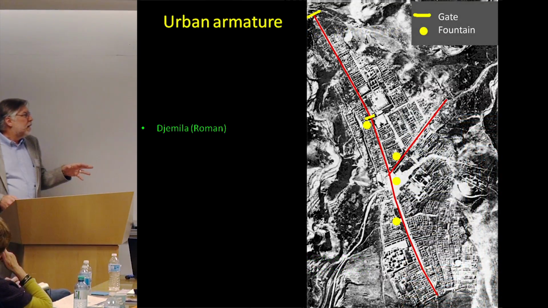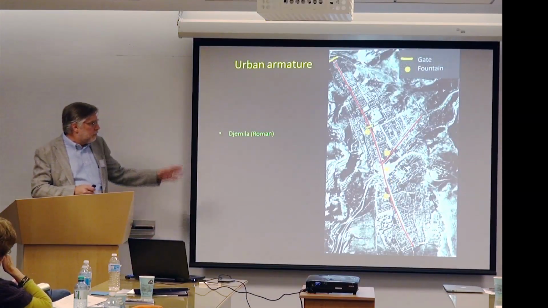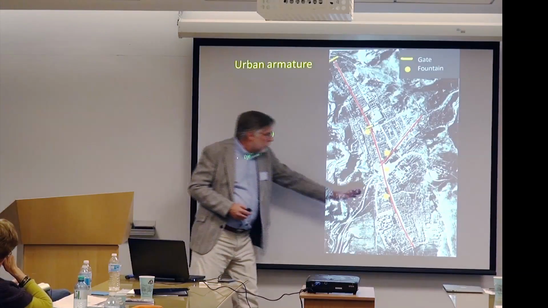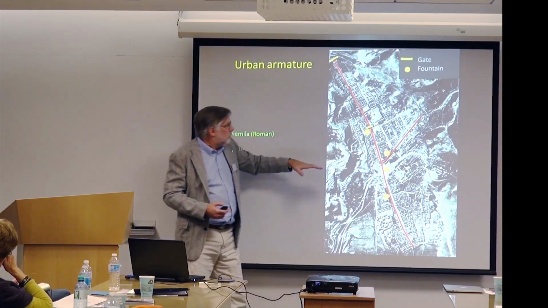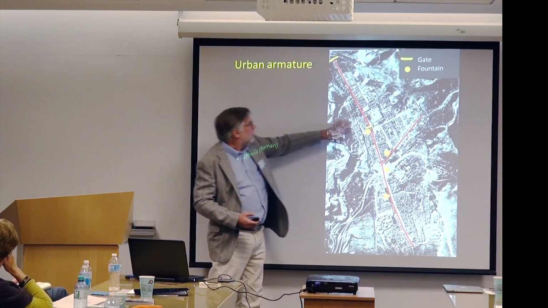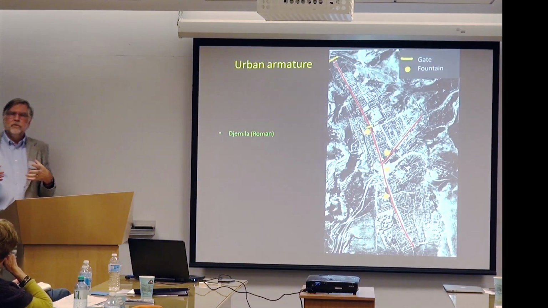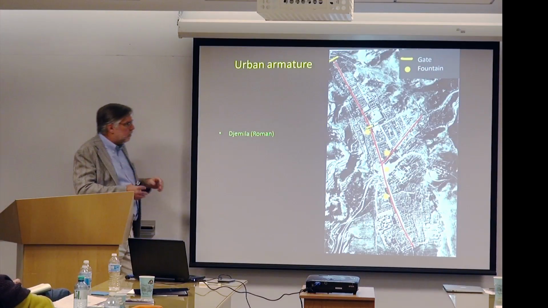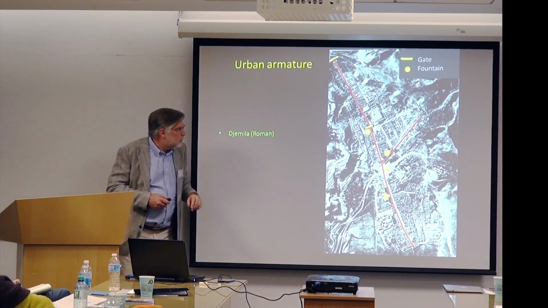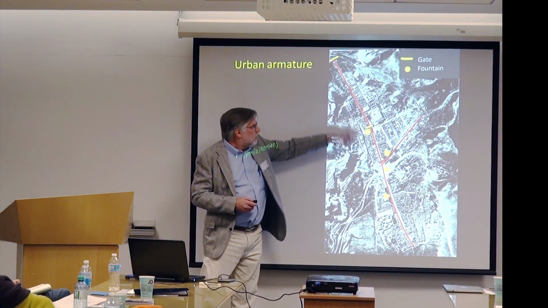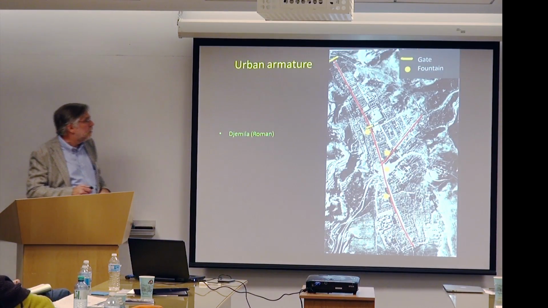So here's the example McDonald gives, Djemila, a Roman site, and the armature is in red. Okay, there's various orthogonal arrangements here, but they're not all the same. Why? They're following this path through here, and the path is marked with gates and fountains. And so there are various features at Roman cities that mark the major thoroughfares, and the city of Rome has been analyzed this way, and a bunch of other cities. But the point is, this path gives structure to the city, and I've seen that today in some of the plans from Minoan cities.